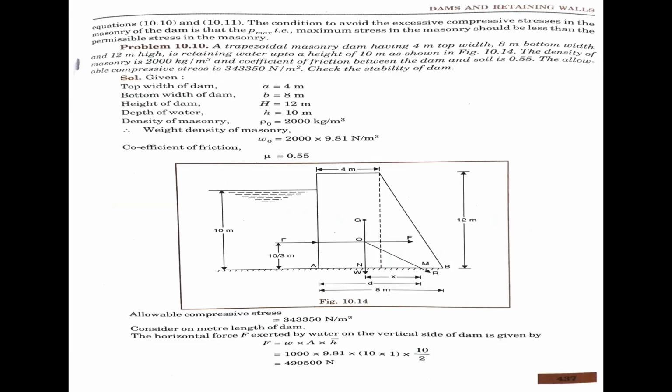Now prepare well for rectangular dams and trapezoidal dams, mainly trapezoidal dams. Small formulas you have to calculate, understanding the problems.